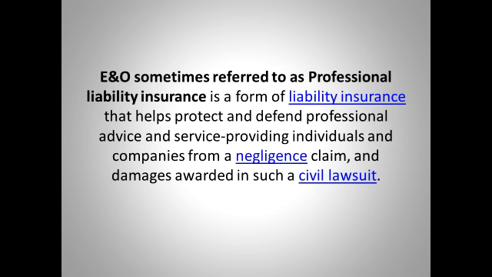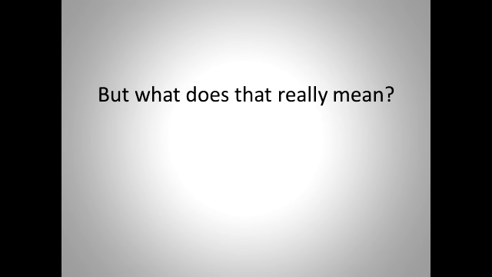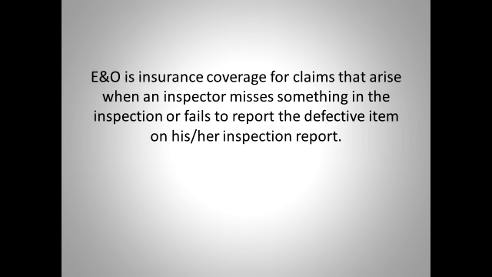E&O, sometimes referred to as professional liability insurance, is a form of liability insurance that helps protect and defend professional advice and service providing individuals and companies from a negligence claim and damages awarded in such a civil lawsuit. But seriously, what does that really mean? Well, E&O insurance is coverage for claims that arise when an inspector misses something in the inspection or fails to report the defective item on his or her inspection report.